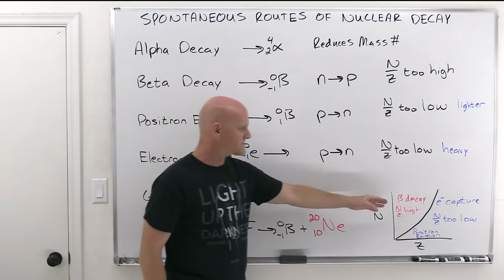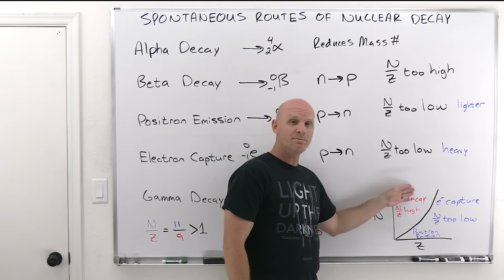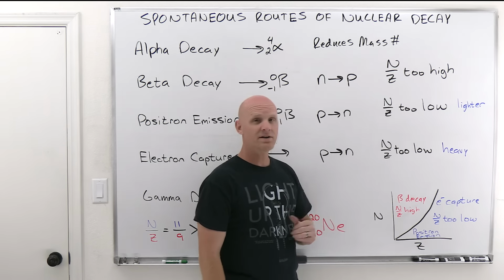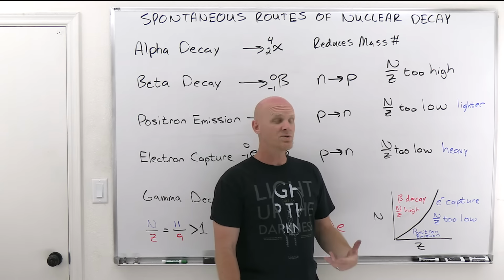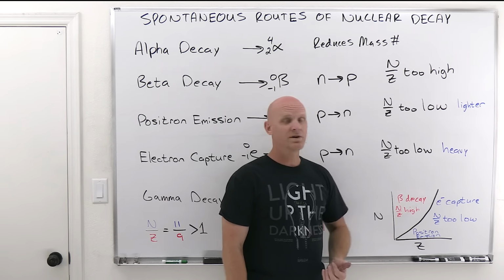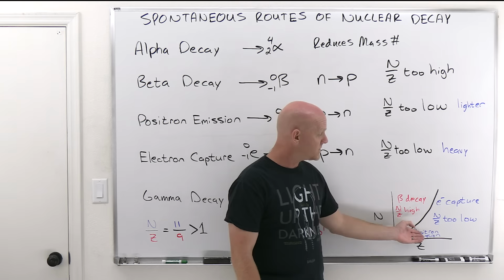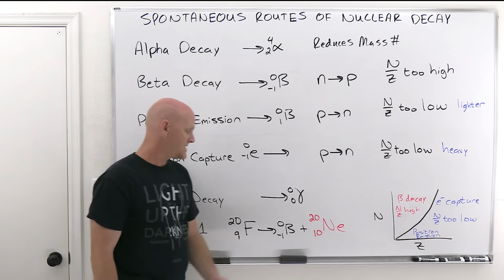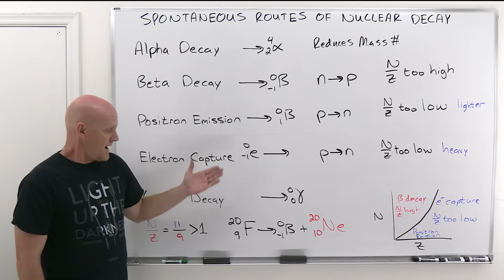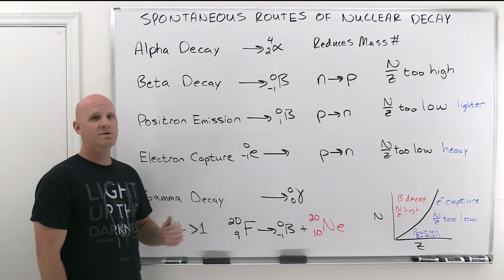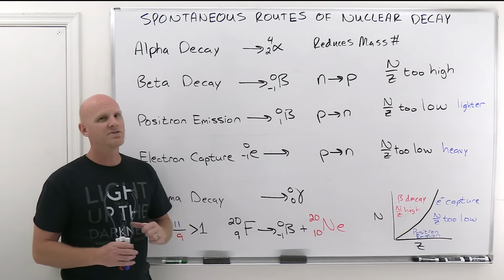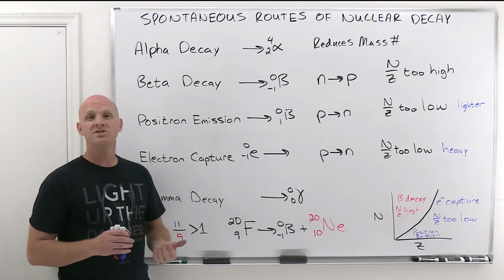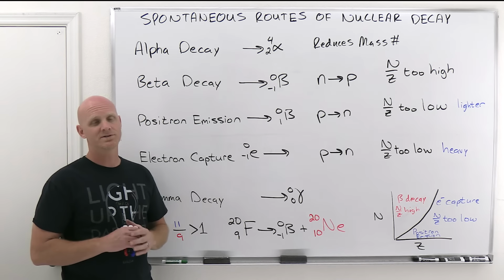So when you're above the belt of stability, the way you get closer to that belt and lower your N/Z ratio is beta decay. If you're below the belt of stability, how do you raise your N/Z ratio and get closer to that belt of stability? Well, you either do electron capture if you're heavy, or you do positron emission if you're light. So that's kind of the idea here. So for a specific nuclide, to predict what kind of route of spontaneous decay it's likely to go, odds are you should be calculating the N/Z ratio and seeing if it's too high or too low.